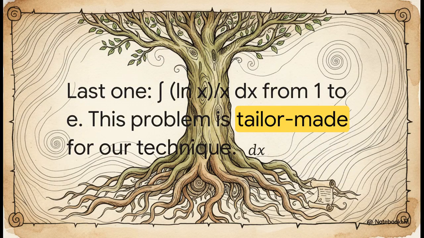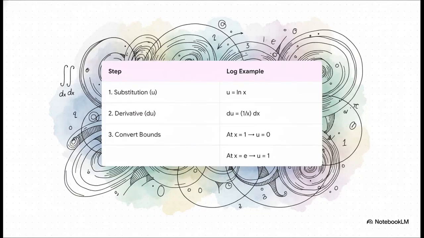Okay, let's do one last example to really drive this home. This time, a logarithmic integral. This one looks a little different, but you guessed it. It is tailor-made for our technique. So here, the natural choice is obviously u equals the natural log of x. Why? Because its derivative is 1 over x dx, which we see perfectly right there in the problem.